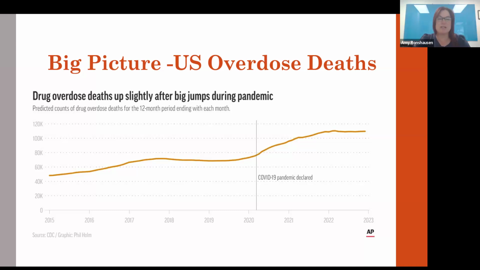According to the Centers for Disease Control and Prevention, an estimated 109,000 overdose deaths occurred in the U.S. in 2022, the most recent data available. Almost 70% of those deaths continued to be linked to fentanyl and other synthetic opioids.